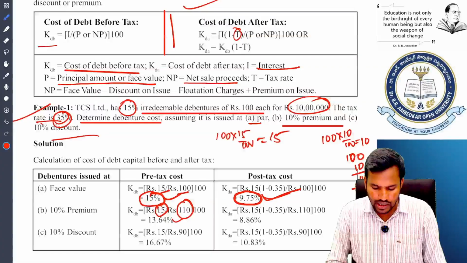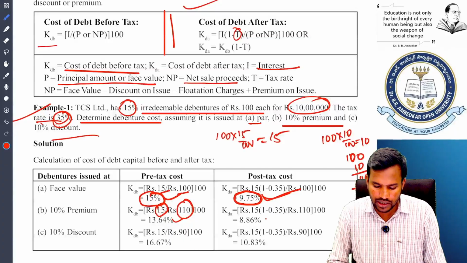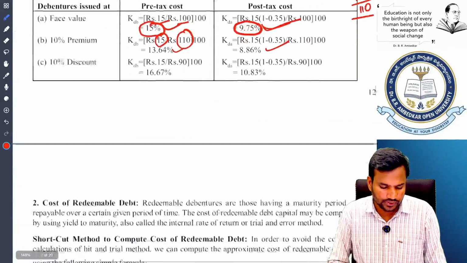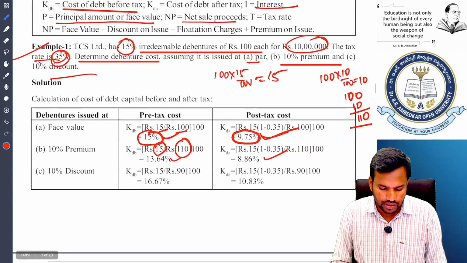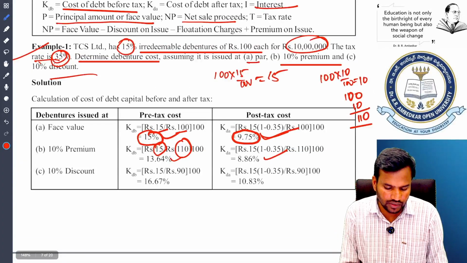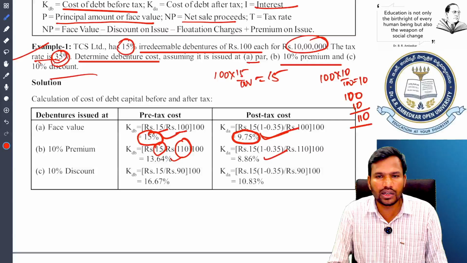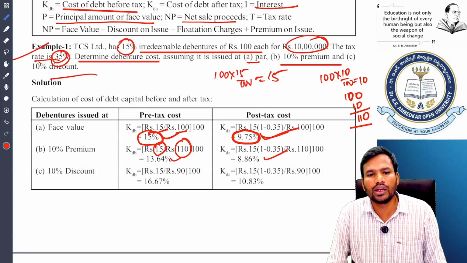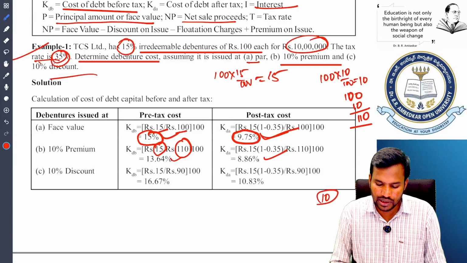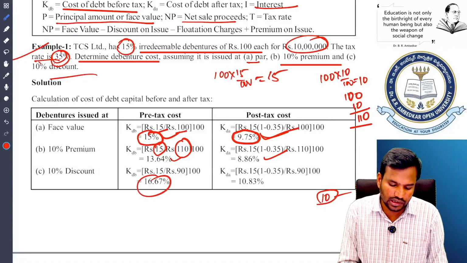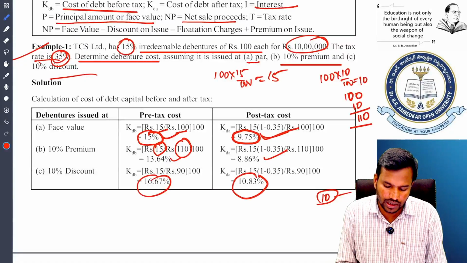And similarly, if we deduct the tax, 8.86 will become. And discount: if the discount is 10%, 15 divided by 90. Why 90 net proceeds? The company is giving return back to the investment on the basis of the discount. 10% discount means 10 rupees comes under the discount. 16.67% will become, and after tax 10.83%.